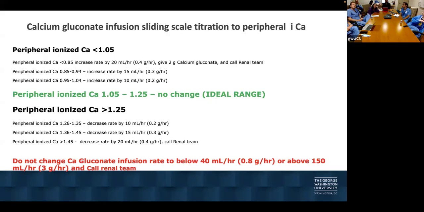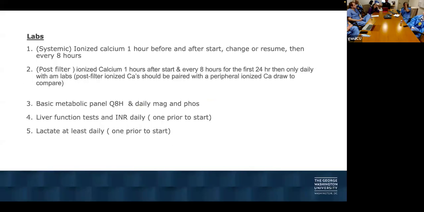And are they calling us or the nephrology fellow or both? They should call both, but the nephrology fellow for sure. We should have a call about this. Is there a role for supplementing calcium enterally, or is it all IV? I think IV is the way to go. You don't know what their approach is.